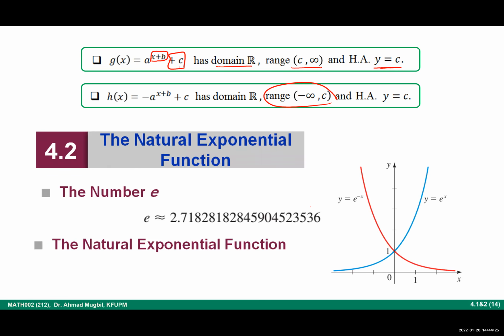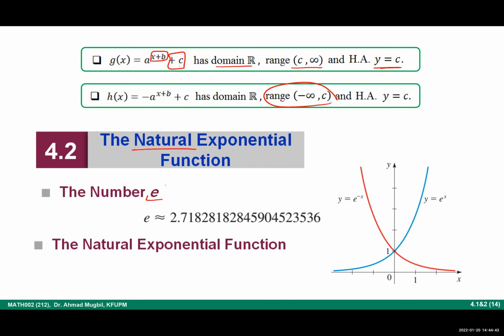Okay, now it is time. I think unfortunately we don't have much time. We will go to 4.2, the natural exponential function. It doesn't mean that what was before it was not natural. In fact, it was. But this is in fact just to distinguish between it and the other exponential function.